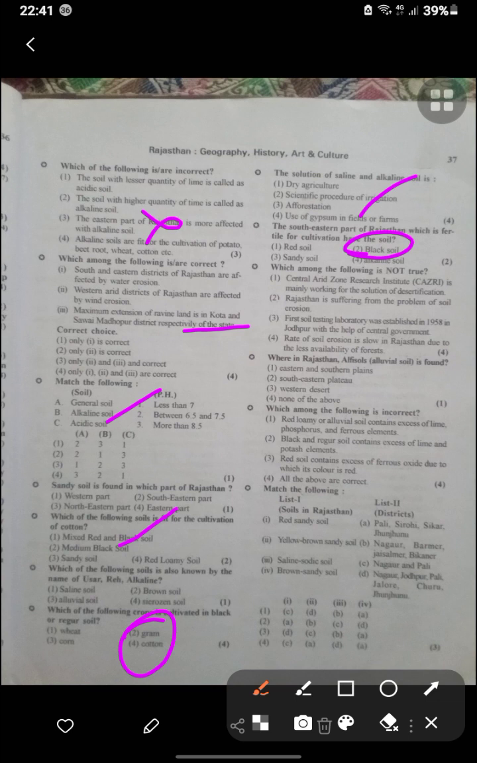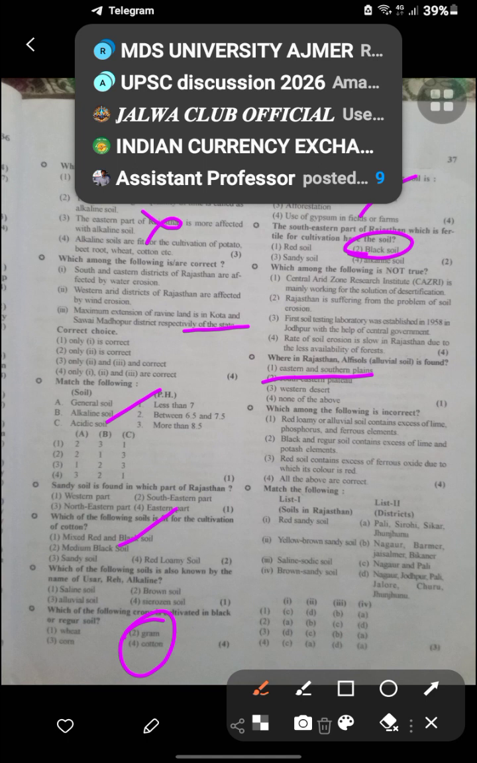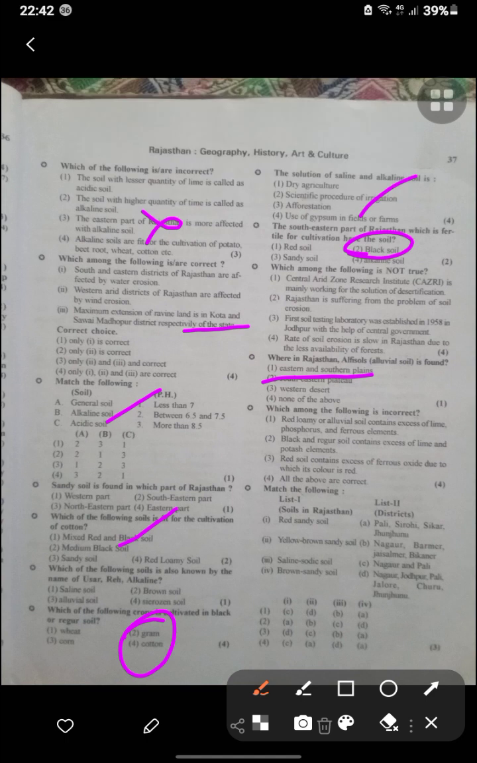Where is the alluvial soil of Rajasthan found? That is the eastern and southern plain. Which of the following is incorrect? The red loamy alluvial soil contains an excess of lime. Black and Regur soil contains an excess of lime and potash, and red soil contains an excess of ferrous oxide.